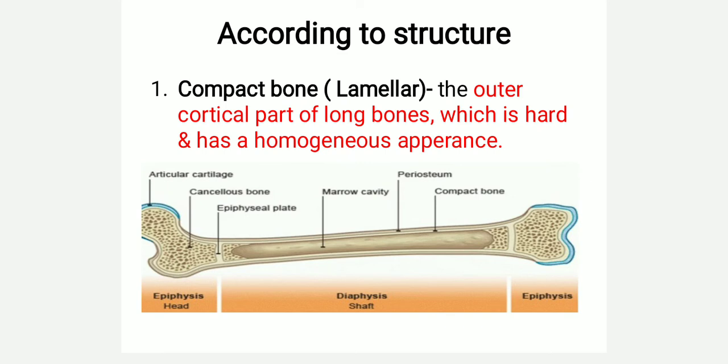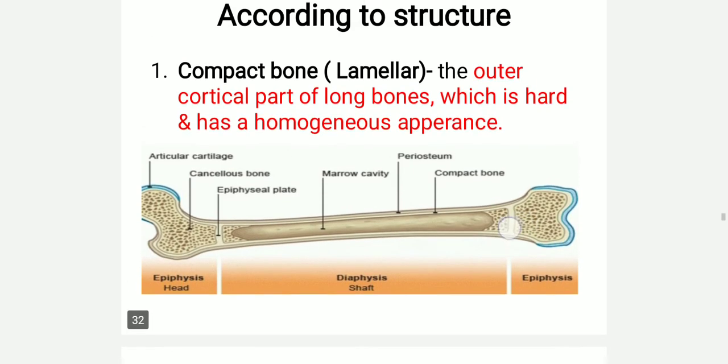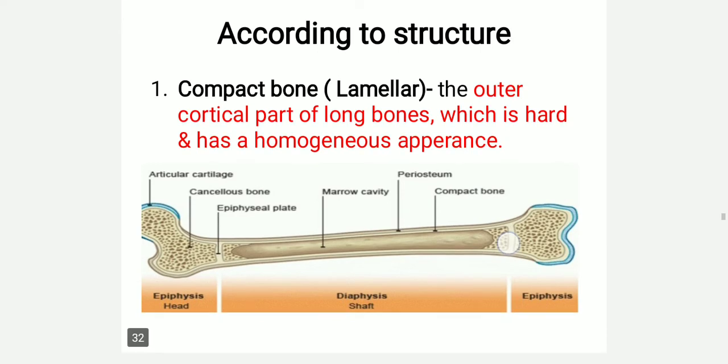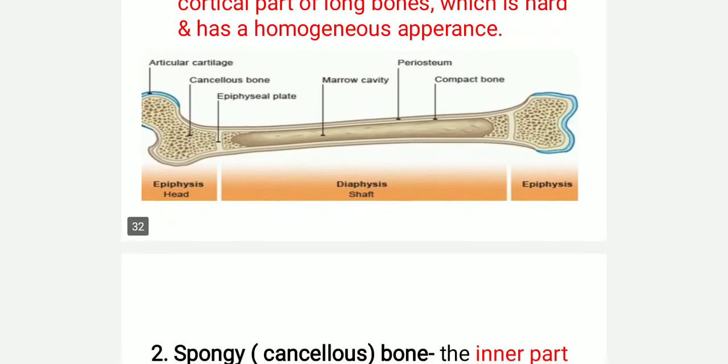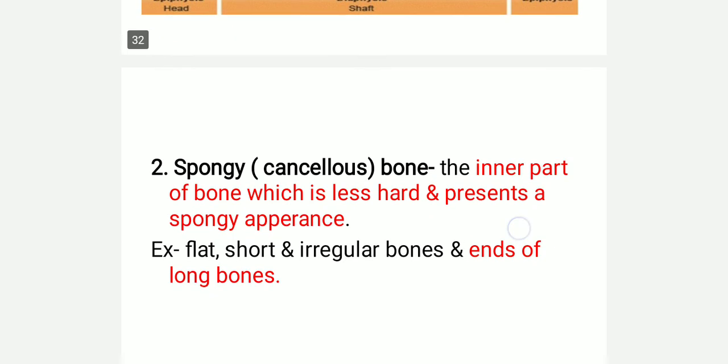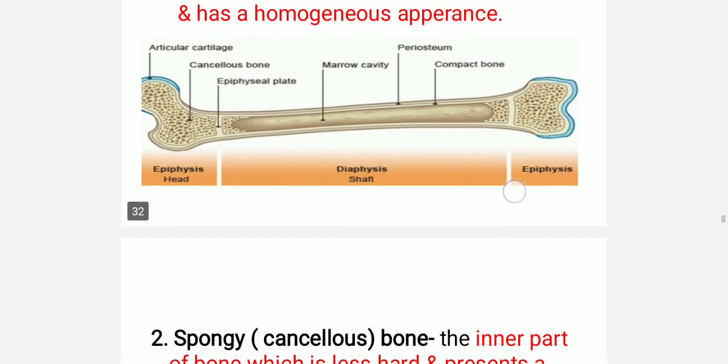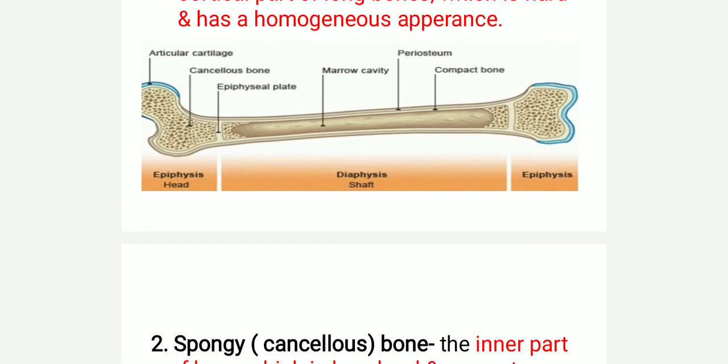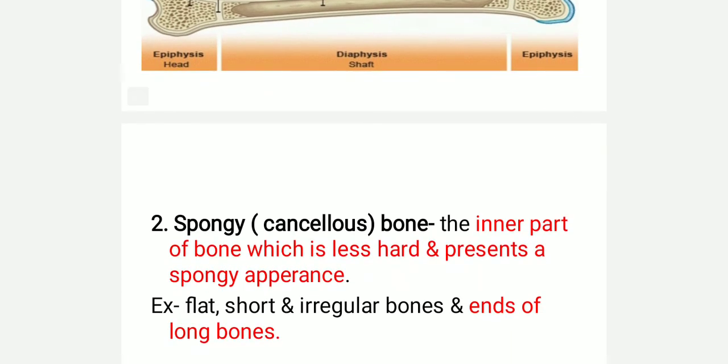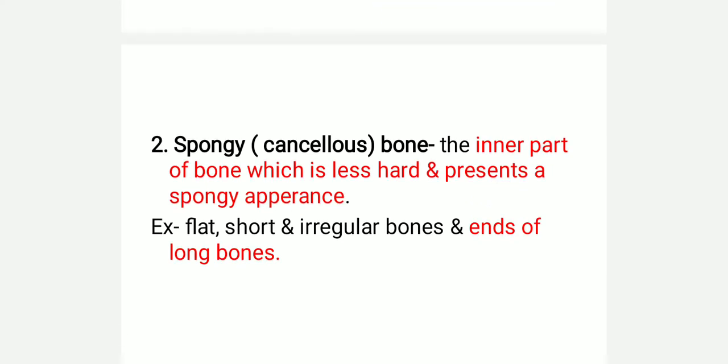Compact: the outer cortical part of the long bone, which is hard and has a homogeneous appearance, is considered compact bone. Spongy, sponge-like, cancellous bone, is the inner part of the bone, which has minute pore-like structures. The ends of the long bone are an example of spongy bone. The inner part of the bone is less hard and presents a spongy appearance; flat, short, irregular bones, and ends of the long bones are examples of spongy bone.